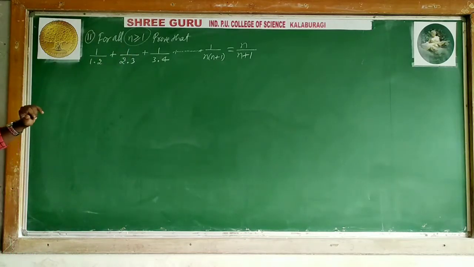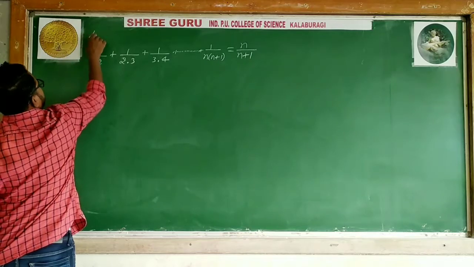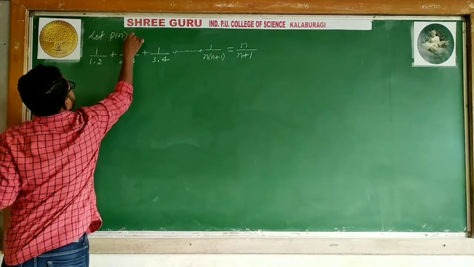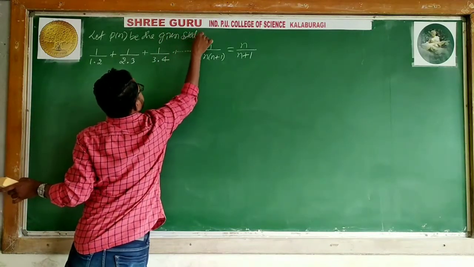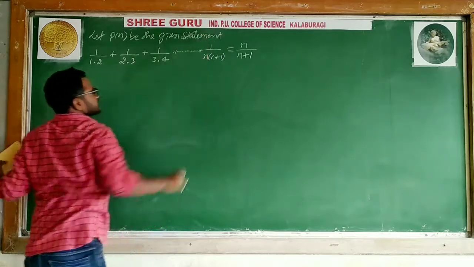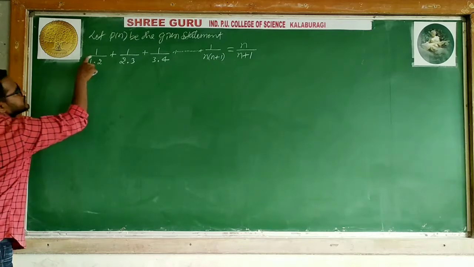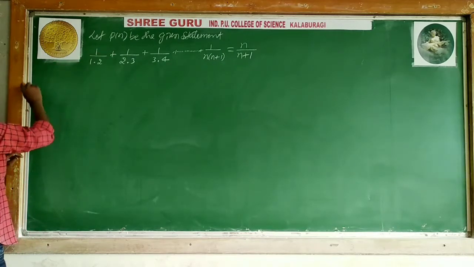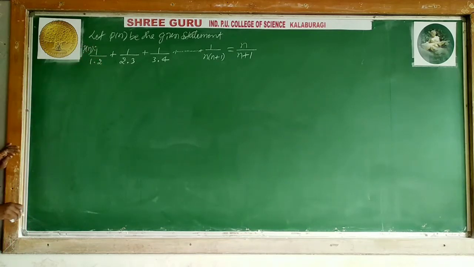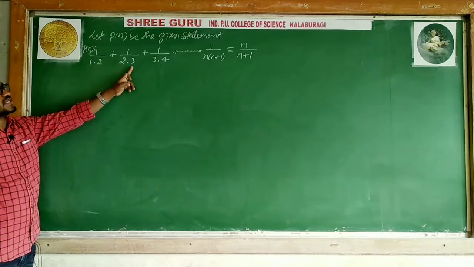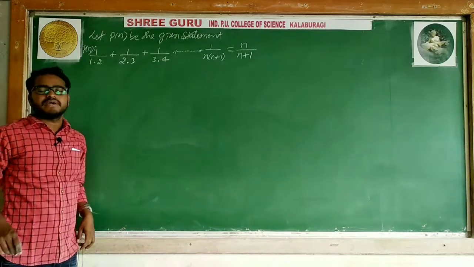Now what is P of n? I will say as usual, let P of n be the given statement. Listen to me. This is an important problem, and it is also important from the exam point of view. P of n is 1 divided by 1 into 2 plus 1 divided by 2 into 3 plus 1 divided by 3 into 4 plus and so on, plus 1 divided by n into n plus 1, is equal to n divided by n plus 1.